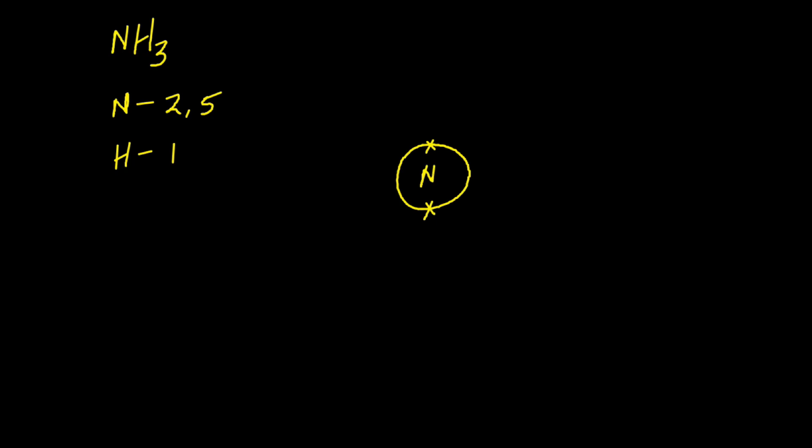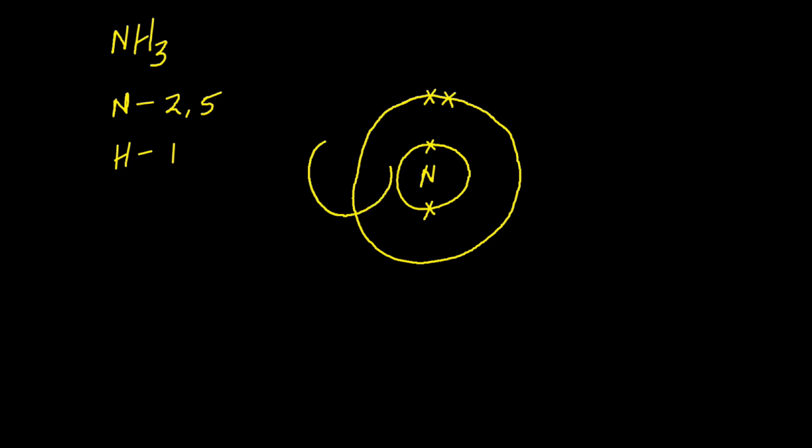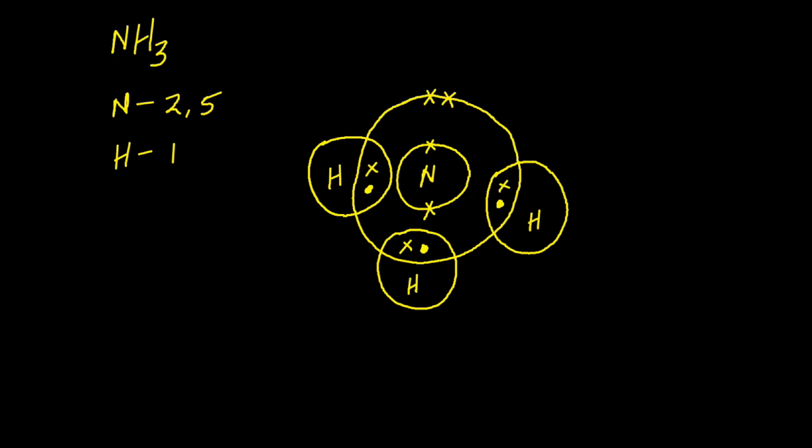And then finally, ammonia. The formula is NH3. Both are non-metals. Nitrogen is a non-metal, hydrogen is a non-metal. Nitrogen's configuration is 2, 5. Hydrogen's configuration is 1. Now nitrogen first. Nitrogen's first shell has 2 electrons, and there are 5 electrons in the second shell, out of which 2 will be a lone pair. They'll be by themselves, and the remaining 3 electrons will pair up with the 3 hydrogen atoms, and this is the structure of ammonia. So we represent it as N, lone pair of electrons, and then hydrogen, hydrogen, hydrogen.